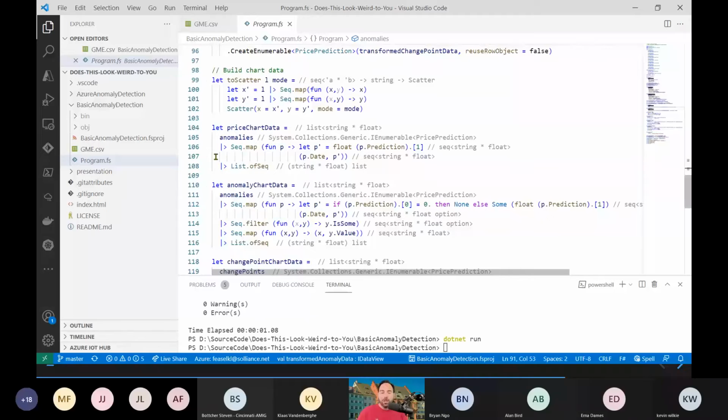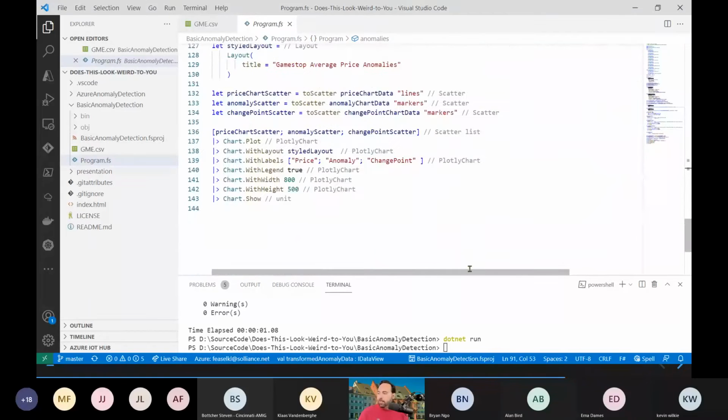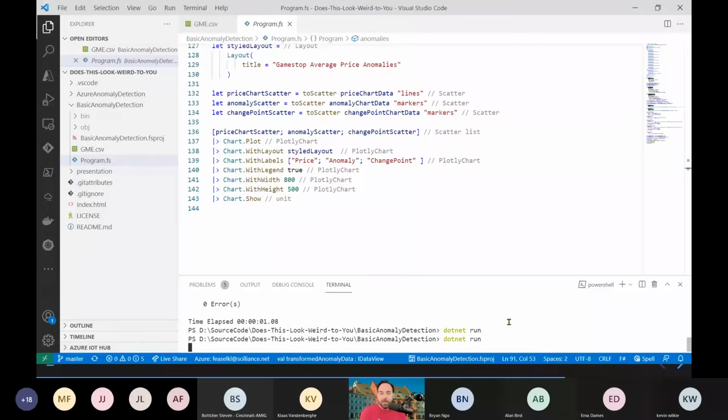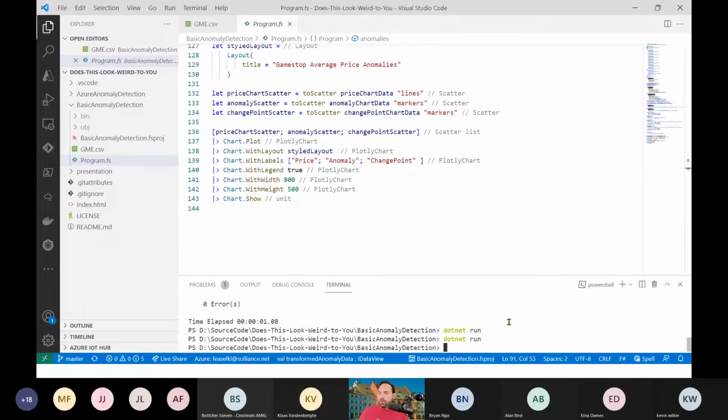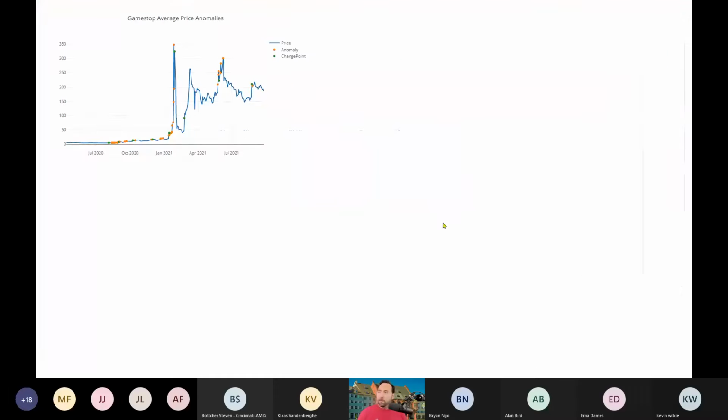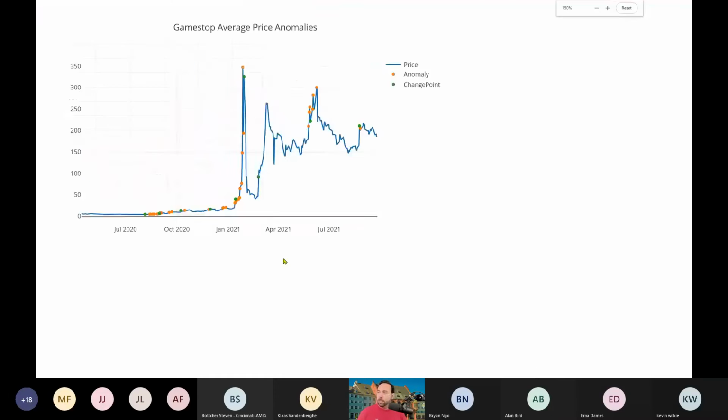So the majority of this code is really just to draw a scatter plot. I won't get into that because it's not anomaly detection, it's visualization. So let's dotnet run this puppy, and we're going to see how well it works. Takes a moment to kick off, but once it kicks off, it's going to scan through very quickly, and hopefully we get back a chart that looks a little like this.